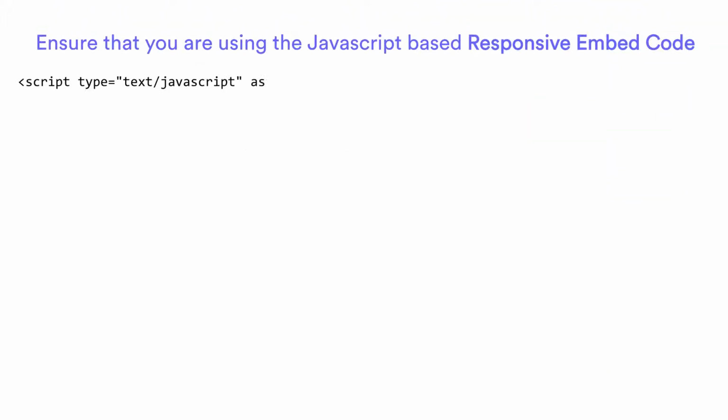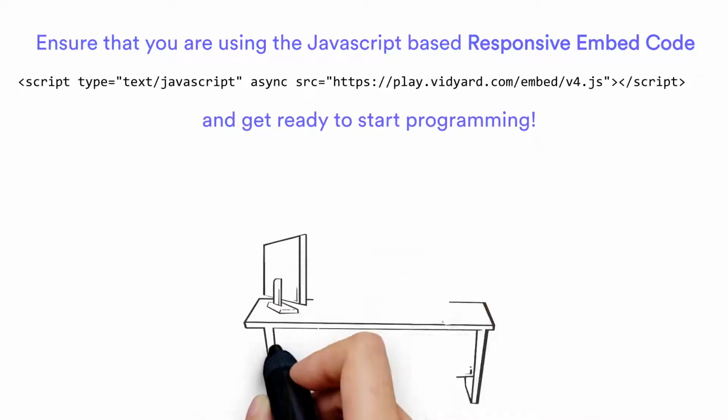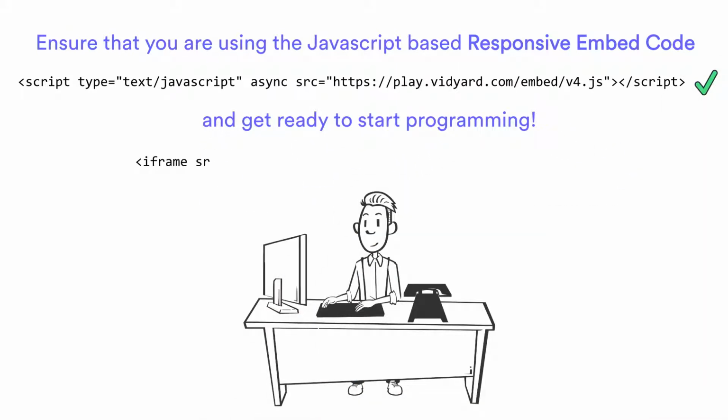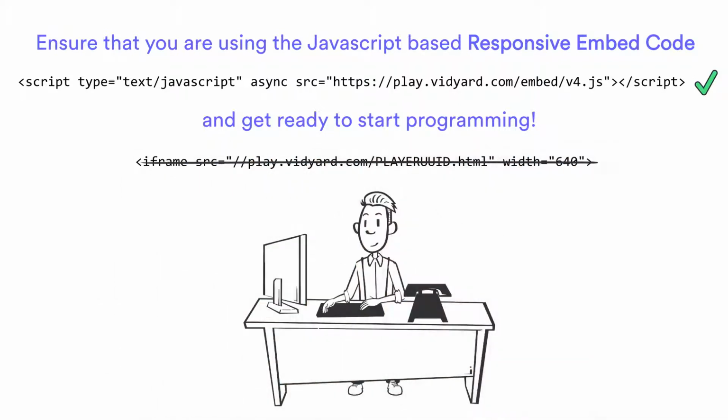In order to utilize the Player API for an embedded player, ensure that you are using the responsive embed code that includes the v4 JavaScript. iframe embeds are not compatible.